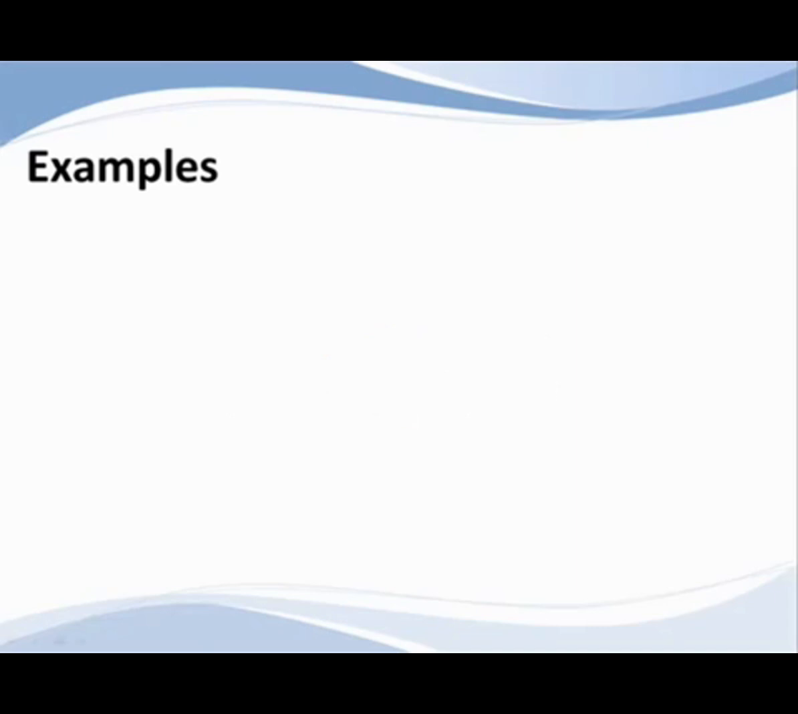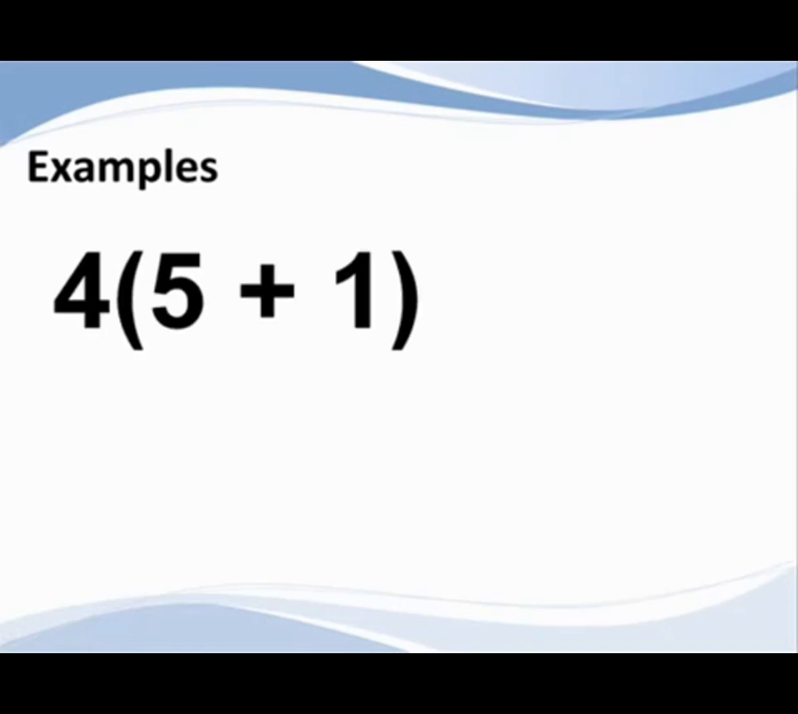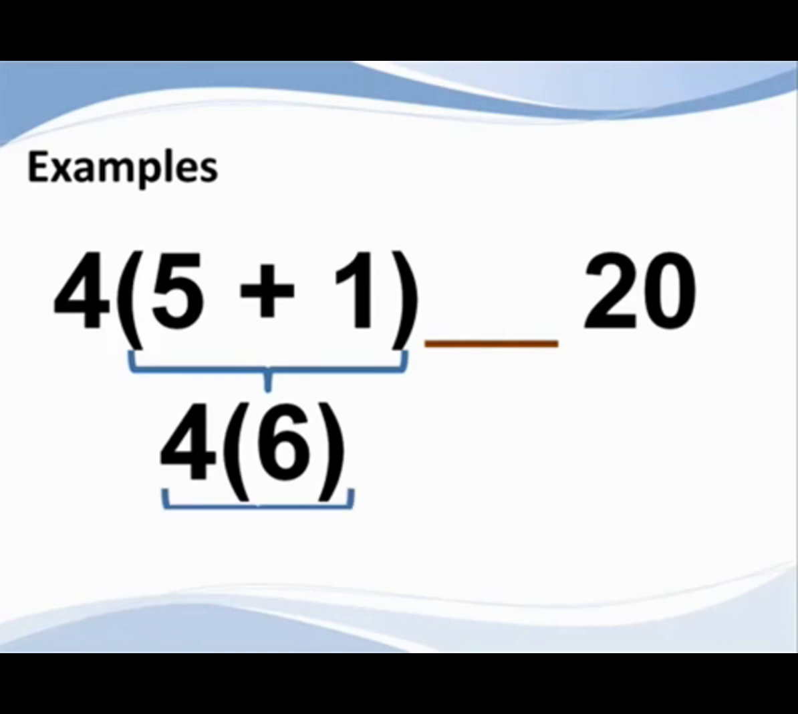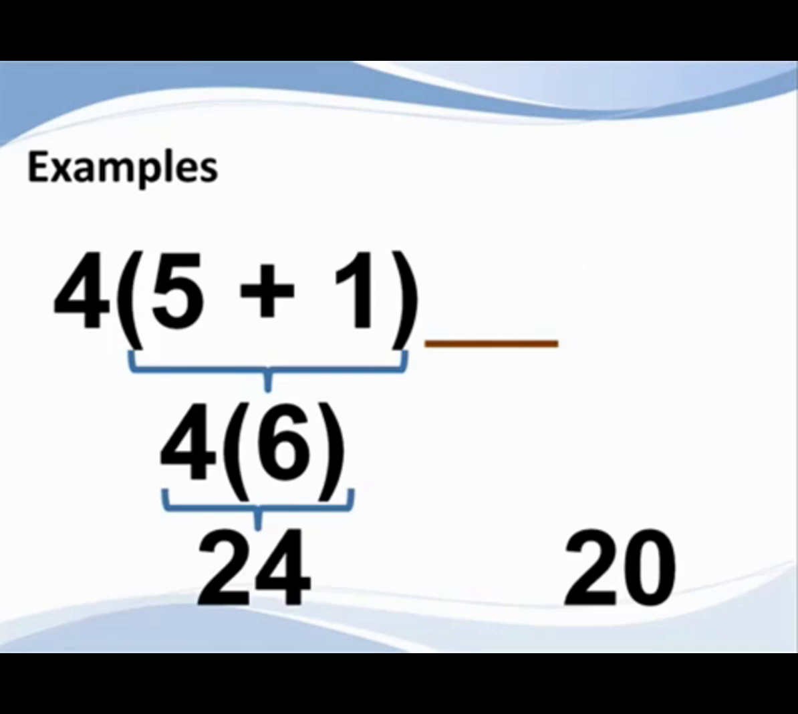How about trying a more difficult example? Suppose we want to compare the expression 4 times the quantity of 5 plus 1 to 20. In order to compare these two expressions, we have to find a simpler form for the expression on the left. Remember our lesson on the order of operations? First, we would simplify the contents of the parentheses, 5 plus 1, which is 6. Then we multiply 4 times 6 to get 24. The number on the right is smaller, so the symbol points to it.